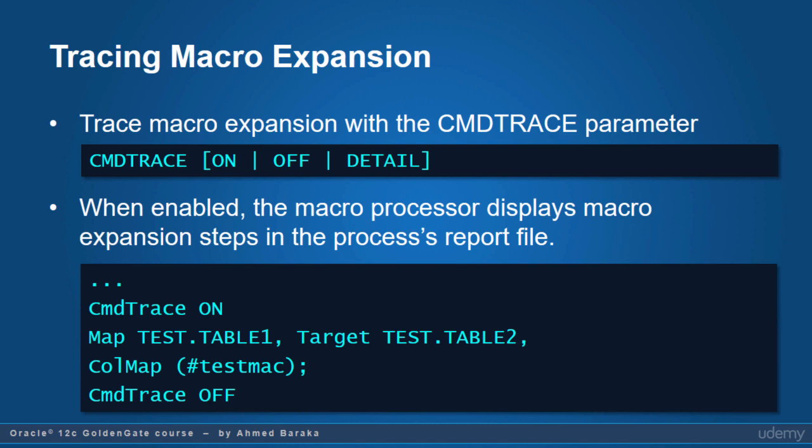If you set it to DETAIL, the tracing will be on, and it will generate more tracing details. The example in the slide is enabling the trace before running the macro. It is turned back off after the macro is finished.